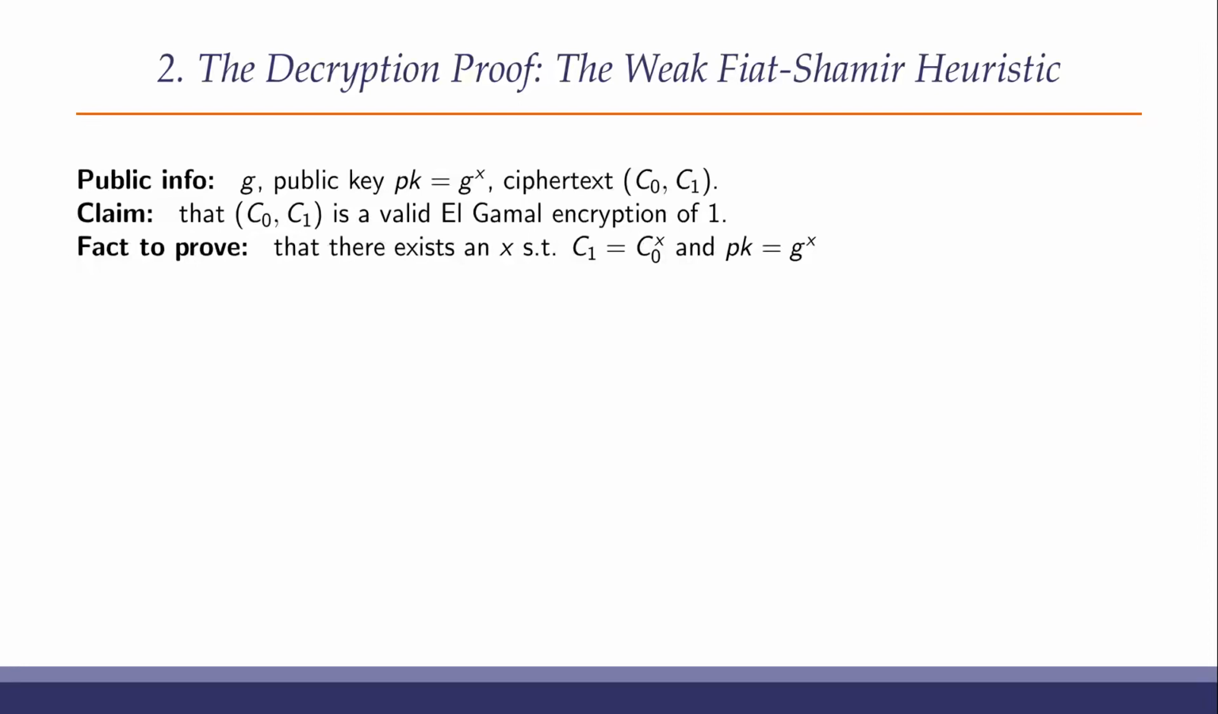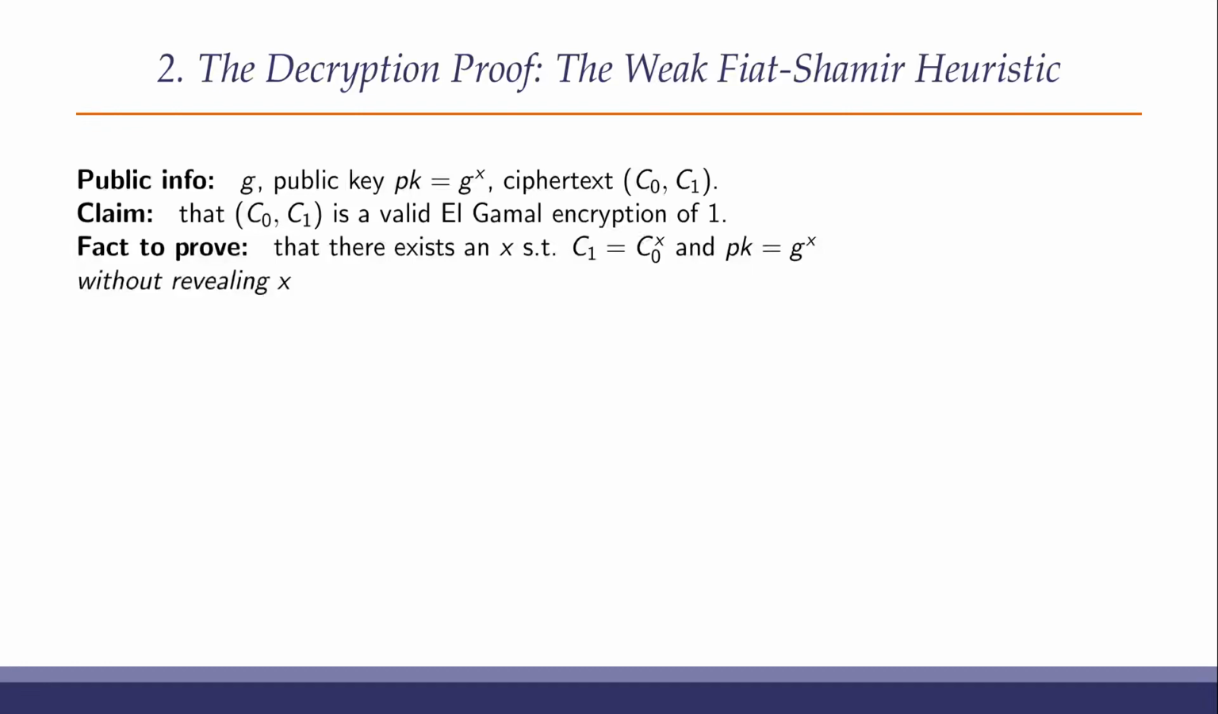So our public info that we begin with is a generator G of the group, a public key, PK, which is G to the power of X for some secret X that the decrypting authority, the prover in this case, knows, but it's not public. And we have a ciphertext, (C0, C1), and we're trying to prove that that ciphertext is a valid ElGamal encryption of 1. So to express that fact as a mathematical claim, we're claiming that there exists an X that we know, in fact, so that the exponentiation relationship between the two elements of the ciphertext is the same as the exponentiation relationship between the generator and the public key.